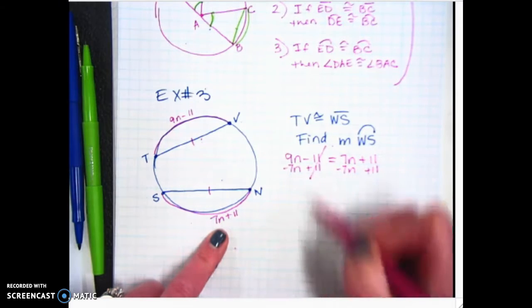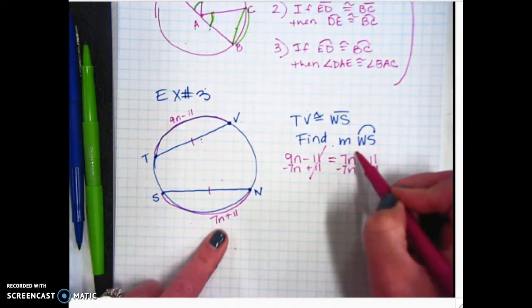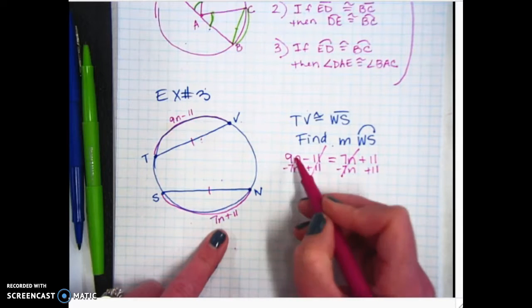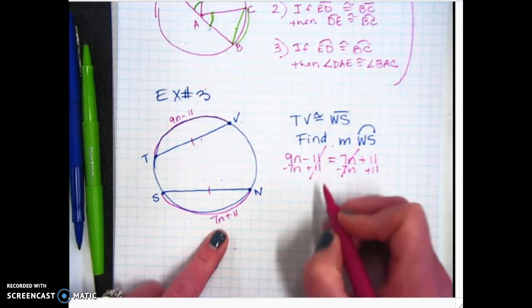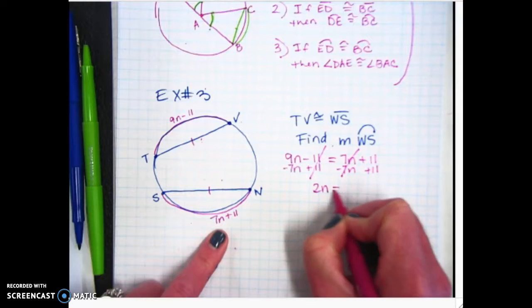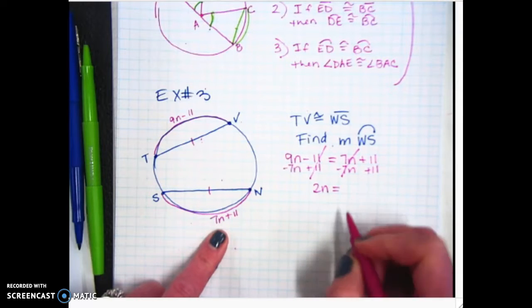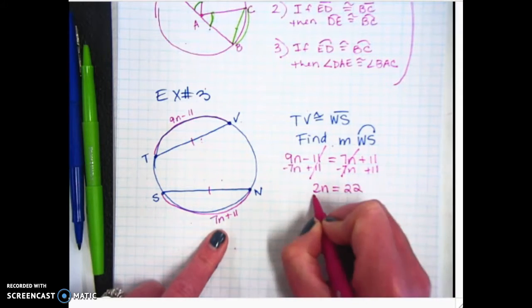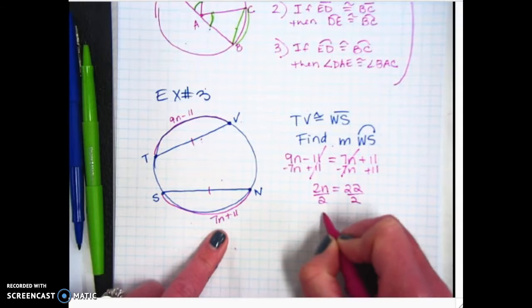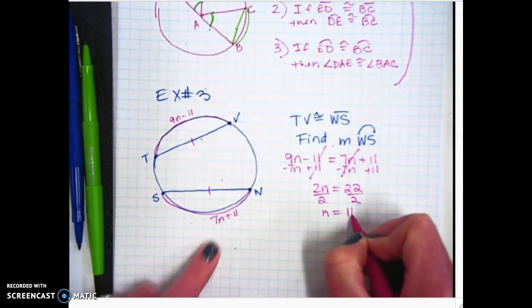So over here, the 11s are opposites, they cancel. Over here, the n's are opposite, they cancel. And then we're left with 9n minus 7n, which is 2n. And over here, we have 11 plus 11, which is 22. So when we divide by 2, we get n equals 11.